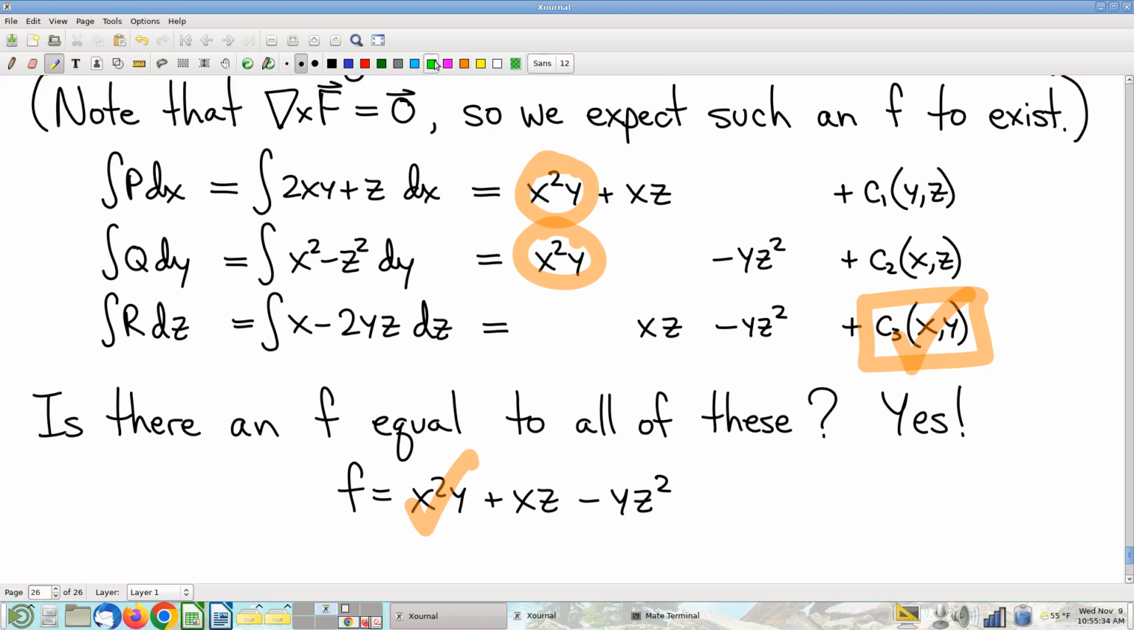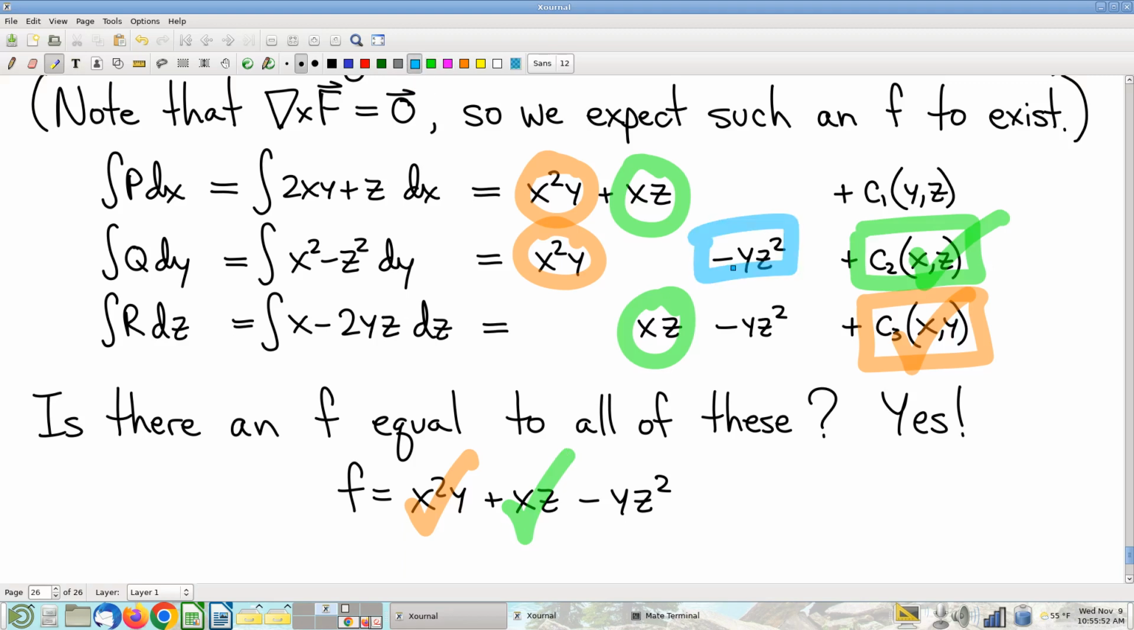Okay, and then likewise, I see an xz, I see an xz. There's not one here, but oh, hey, maybe this is xz. Perfectly allowed. That is a function of only x and z. No y's in there. So, cool. No problem. And then likewise, I got a minus yz squared there, and hey, I guess that's what this could be. And so everybody wins, right?